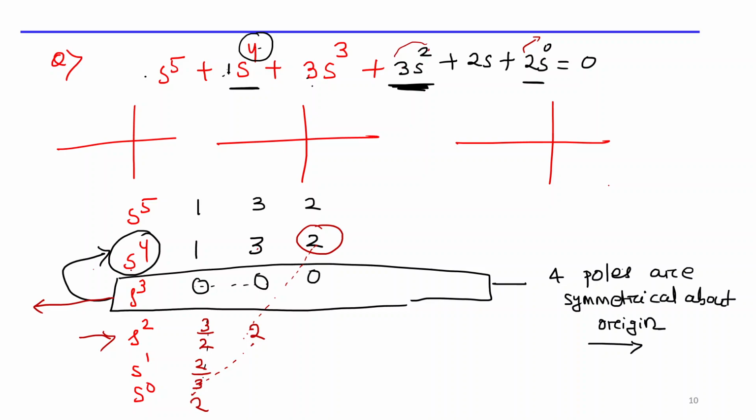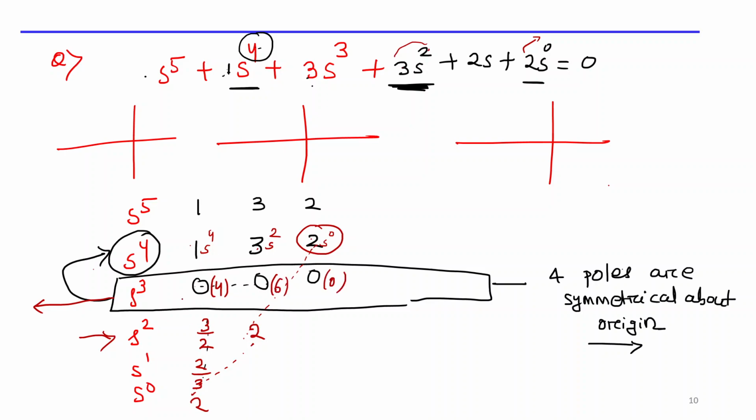That's something I told you: you go to this s fourth. Here s fourth, and here 3s square. This is 3s square, na. This is s fourth, na. This is 2s to the power 0, na. So you multiply the power and the coefficient. 4 into 1, you write in place of this 0, you can write 4. In place of this 0, you can write 3 into 2, 6. Power into coefficient. Here 2 into 0 is 0.